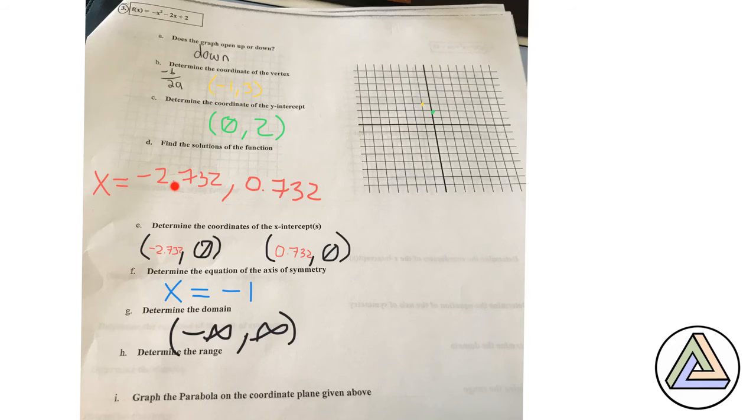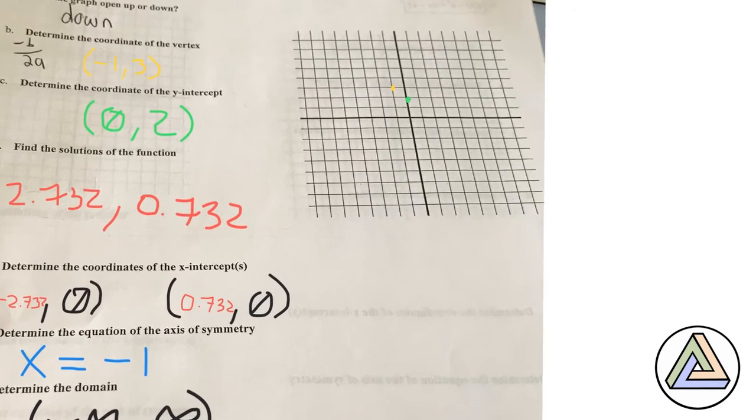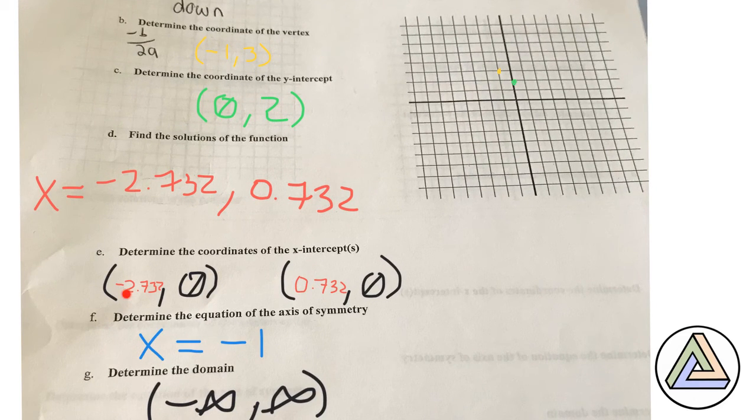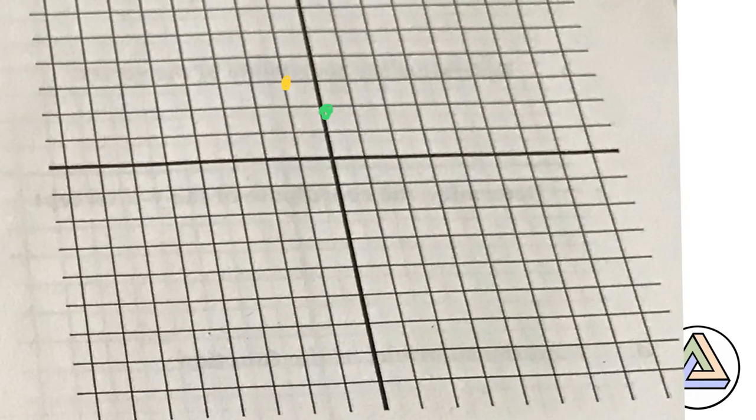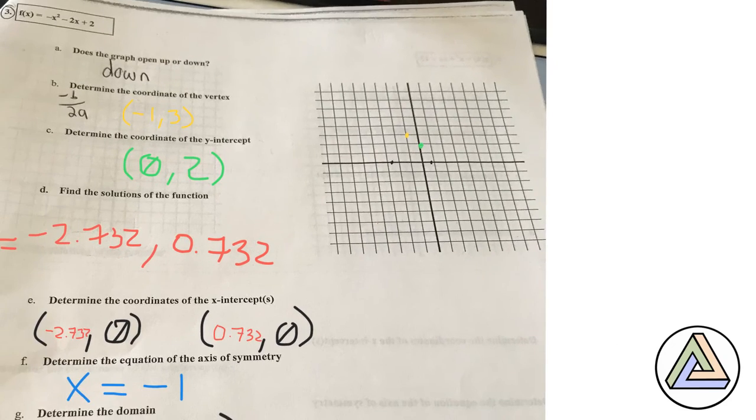Find the solutions of the function, all right? And that relates to determine the coordinates of the x-intercepts. These are the moments where we really want to pay attention, because we're going to plot those points. Obviously, we don't have to be precise: -2.7, I'll call it that, and this would be 0.7. So -2.7 is going to be around here, and then 0.7 is going to be right there. It's pretty good. We're about to have 5 points, and that's a decent amount of points to graph a decent parabola.